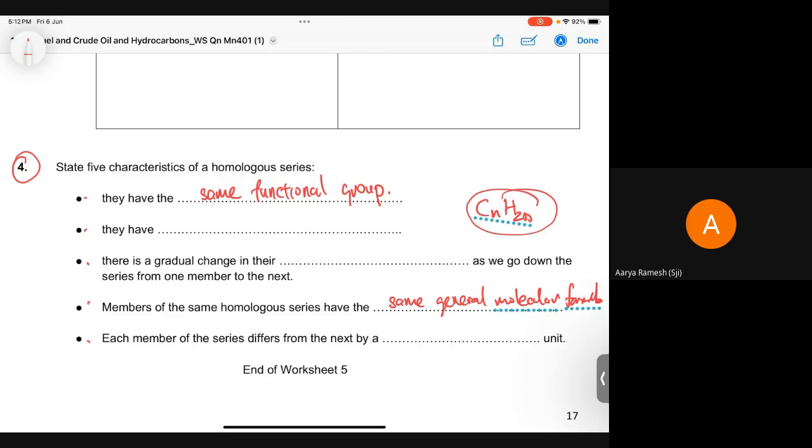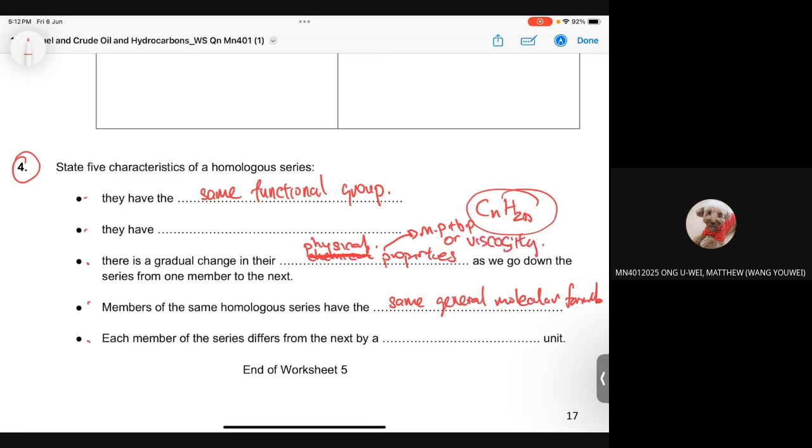Next one will be Matthew. Give me another one. There's a gradual change in their chemical properties as one goes down the series. Chemical properties here? You sure? This is physical, not chemical. So physical properties is the one that will change gradually. As I mentioned, this is your melting point or boiling point, or we can also talk about viscosity here. Can?